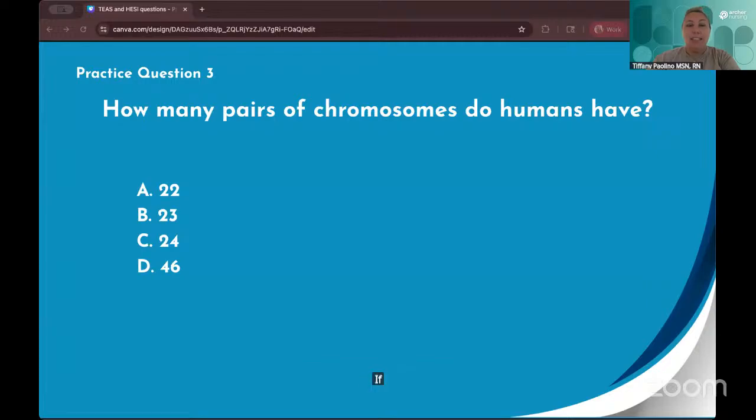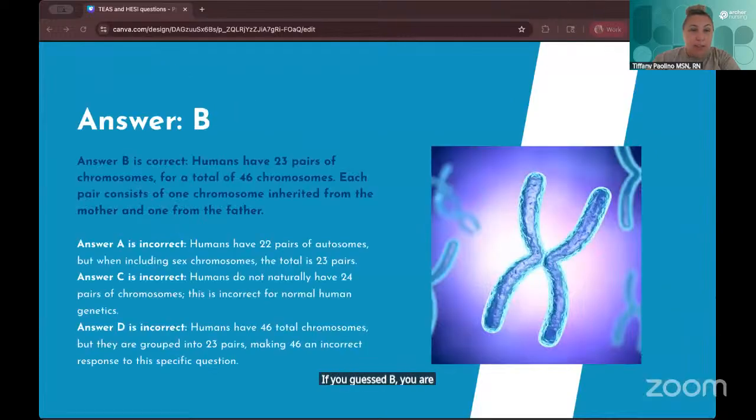If you guessed B, you are correct. 23. Humans have a total of 23 pairs. That's 22 pairs of autosomes and one pair of sex chromosomes. That's why it equals 23 together. Now, the 46 is the total chromosomes in each human cell. So that one was a little tricky.